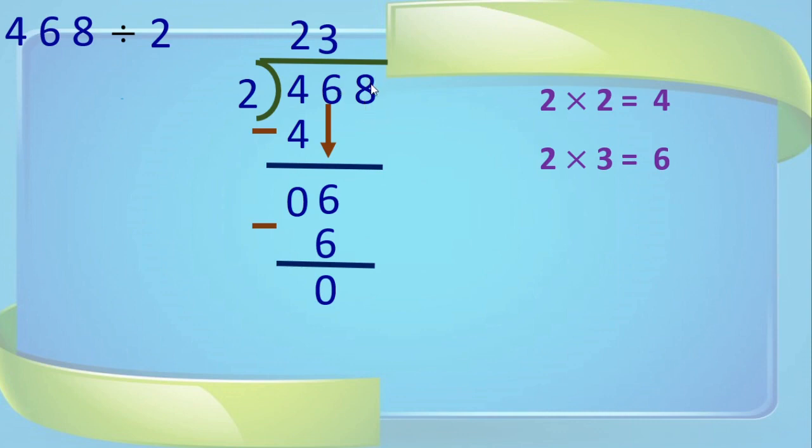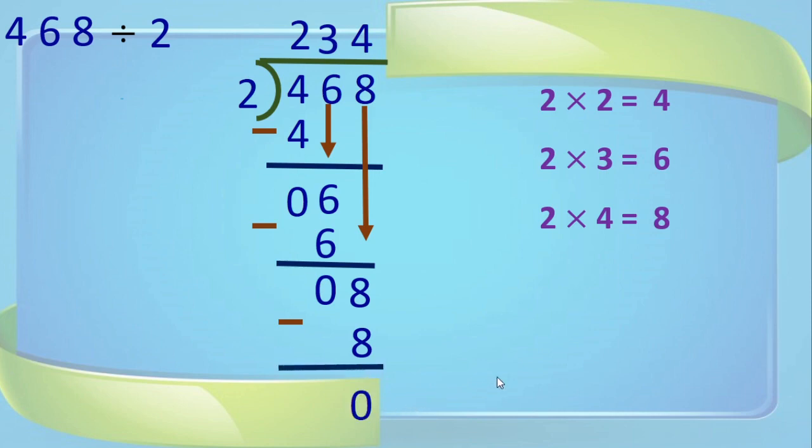Now what remained? 8 units. Only 8 remain. So we will take this down. Now 2 4s are 8. Now we will write 4 here and 8 below. We will subtract these two numbers and we will get 0. Correct? 8 minus 8 is nothing but 0. Now what is the answer here? 234. That is the quotient. 2 is the divisor and 468 is the dividend. And remainder is nothing but 0. Correct?